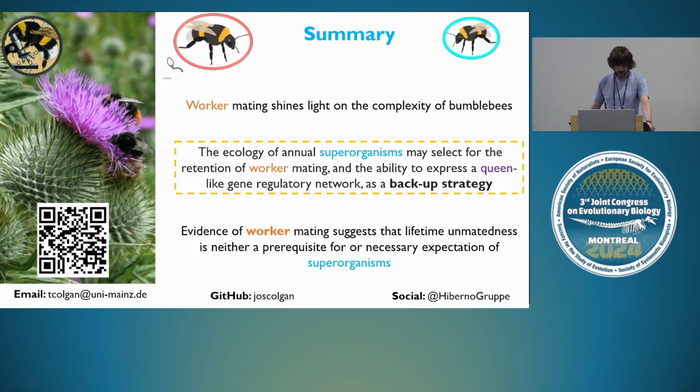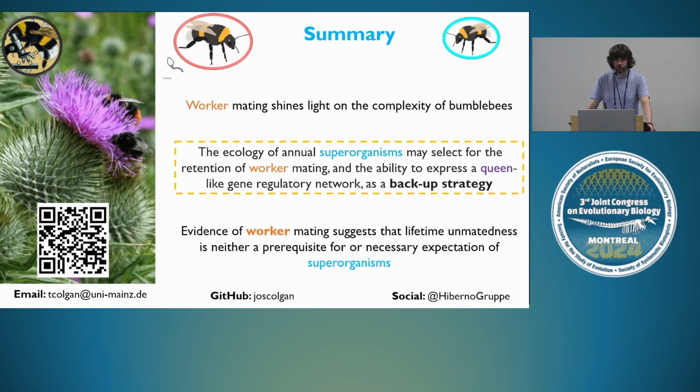So just to summarize and give an overview again, worker mating shines a light on the complexity of bumblebees. They've always been viewed as a simple organism, but they're highly complex and they surprise us every day. And the main take-home question is, well, why do they have this strategy? The main theory that we're working on is that the ecology of annual superorganisms, such as bumblebees or wasps probably as well, may select for the retention of worker mating and the ability to express a queen-like gene regulatory network as a backup strategy.